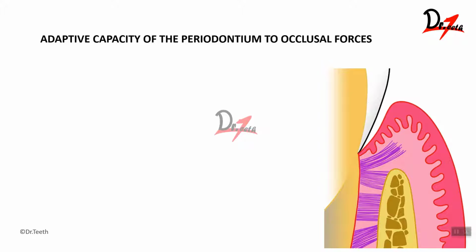Now there is something called the adaptive capacity of the periodontium. When a certain degree of forces fall onto the tooth surface, the periodontium has the ability to adapt itself. So it has a certain threshold to withstand the forces which are acting on it. Now in certain cases, if the amount of forces exceeds the adaptive capacity of the periodontium, then periodontal injury will occur.